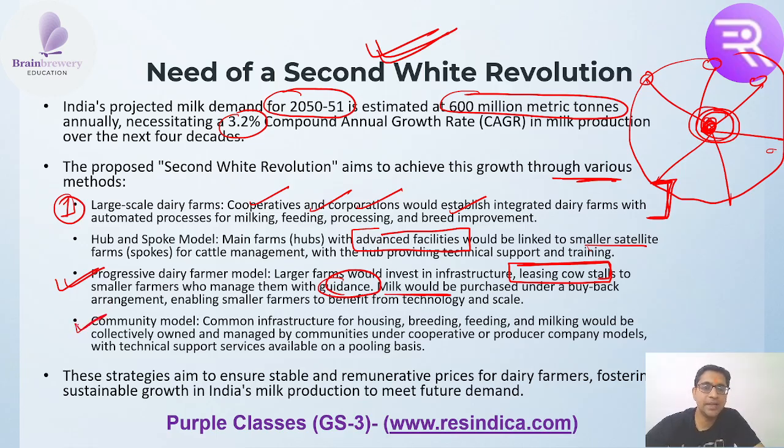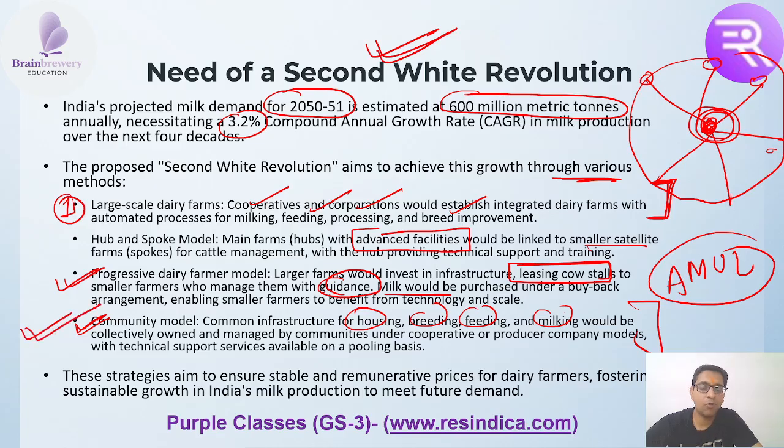Then we have a community model of housing, breeding, feeding, and milking. Like the Amul system that worked, similarly, a community model has to be developed on a much larger scale.